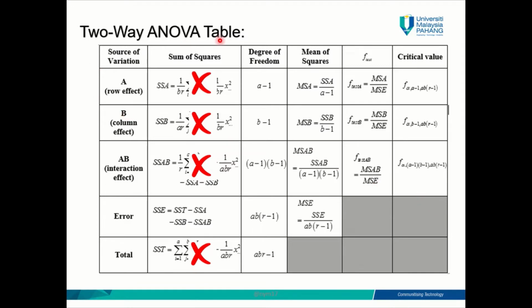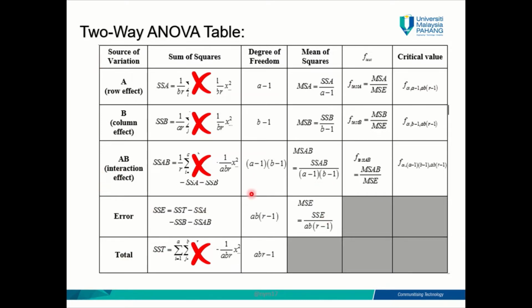So first, in the two-way ANOVA table, the first row is for the row effect. In this case, the row effect is the catalyst. The second row is for the column effect. The third row is the interaction effect. The fourth row is for error, and the fifth row is for total. So that's how the two-way ANOVA table looks. Row, column, interaction, error, total.